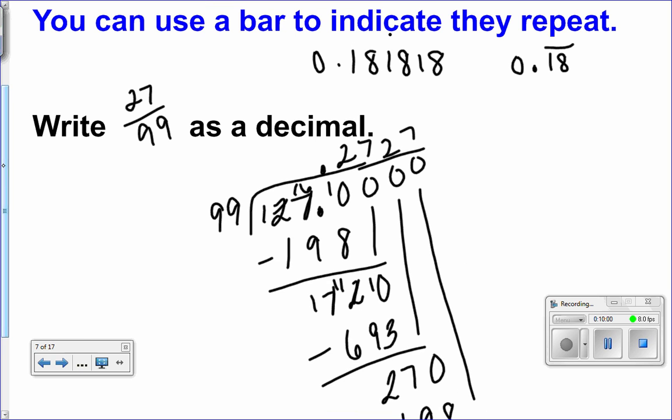So going back and looking, what are the two digits that keep repeating? It's our 2 and our 7. So 0.27 repeating.